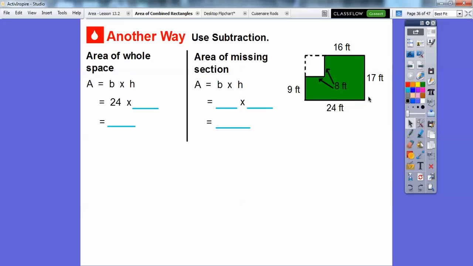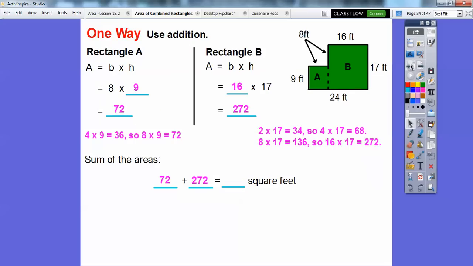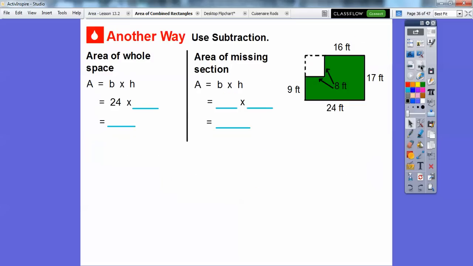Anyway, so we have the big rectangle, the whole rectangle now, which is now 24 by 17. That's the whole rectangle, including this little dude right here. So 24 times 17. Then we take off this little square right here. And if we take off that little square, we'll be left with just the green piece right here. Okay, remember the answer is still 344, you guys. So we're going to still get 344. So here we go. So 24 times 17.